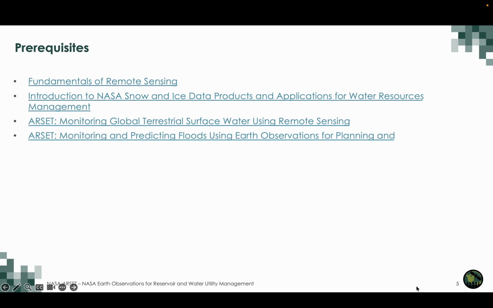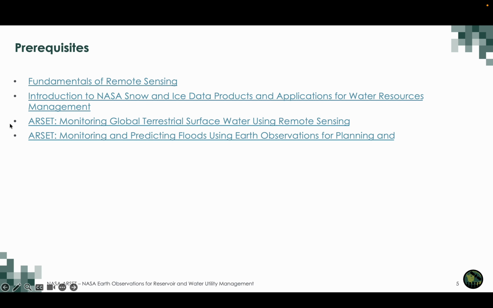Before we start, there are a number of recommended prerequisites. These are past ARSET trainings available from the links provided here. Fundamentals of Remote Sensing provides basic information on principles of remote sensing, about various satellites and sensors, and how they measure geophysical parameters. Introduction to NASA's Snow and Ice Data Products and Applications for Water Resources Management describes snow-covered data from satellites. It's highly relevant for reservoir management with inflow from snow-fed rivers.